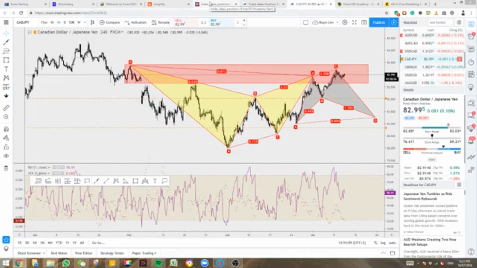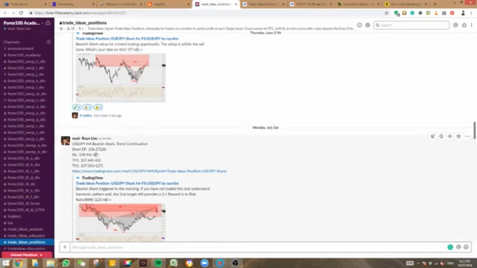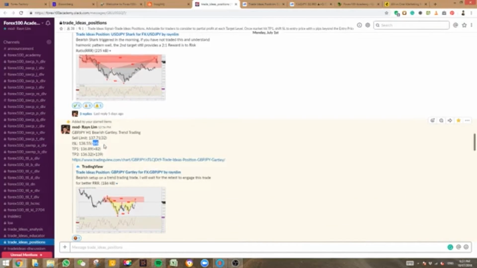So if you observe, since you asked that question, my target 2 is usually 2 times my stop loss. This is all in pips. So I'm risking 55 pips. My target 2 is giving me 167. That's how I trade. Can you see?